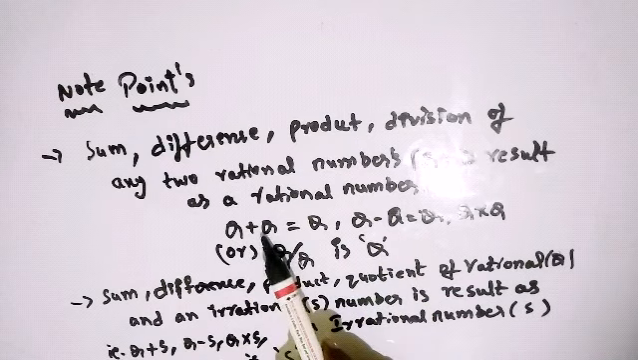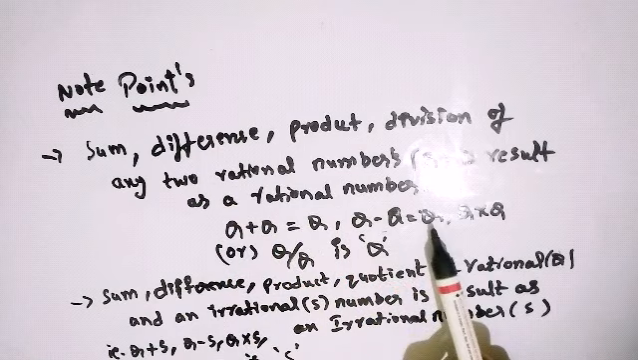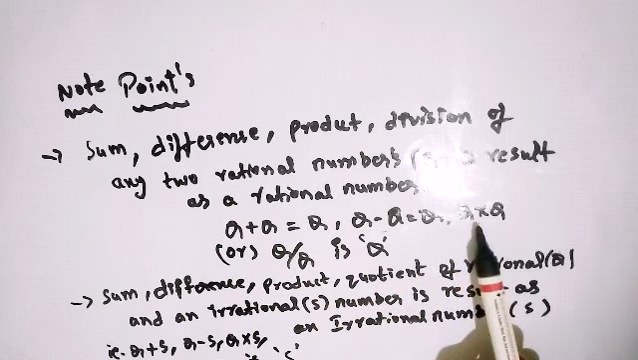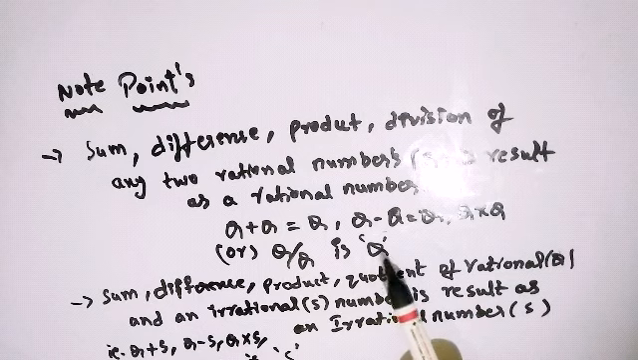Adding any two rational numbers, you will get a rational number only. Subtracting any two rational numbers, you get a rational number only. Multiplying two rational numbers also, we get a rational number only. And finally, dividing two rational numbers also results in a rational number. This is our first note point. So in the relationship between two rational numbers, addition, subtraction, multiplication or division, whatever you apply to two rational numbers, we get a rational number only.